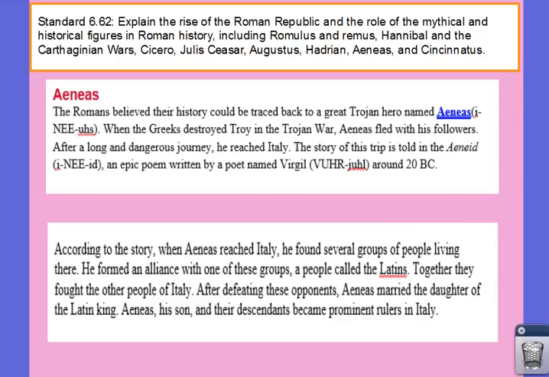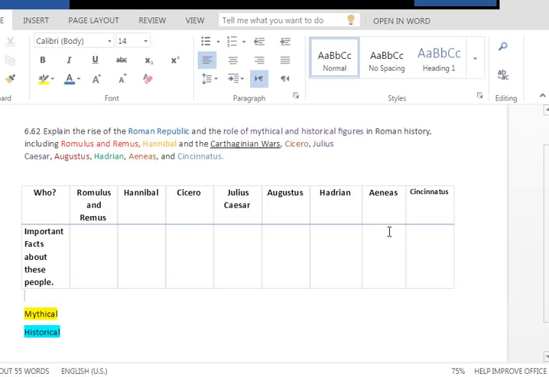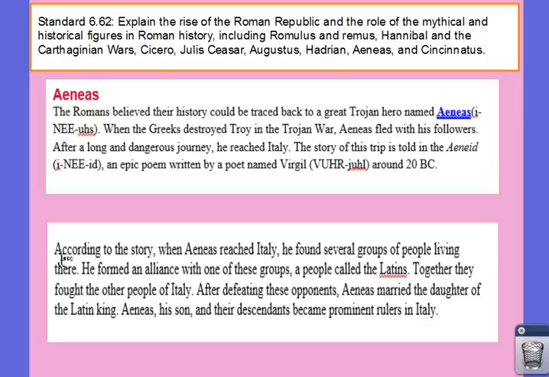So the first fact that we're going to write is, we're going to go into our column for Aeneas right here, and I'm going to hit Shift 8 and put a star there, and then I'm going to type my first fact. Okay, there's a couple of things. Well, let's go ahead and finish reading this though.